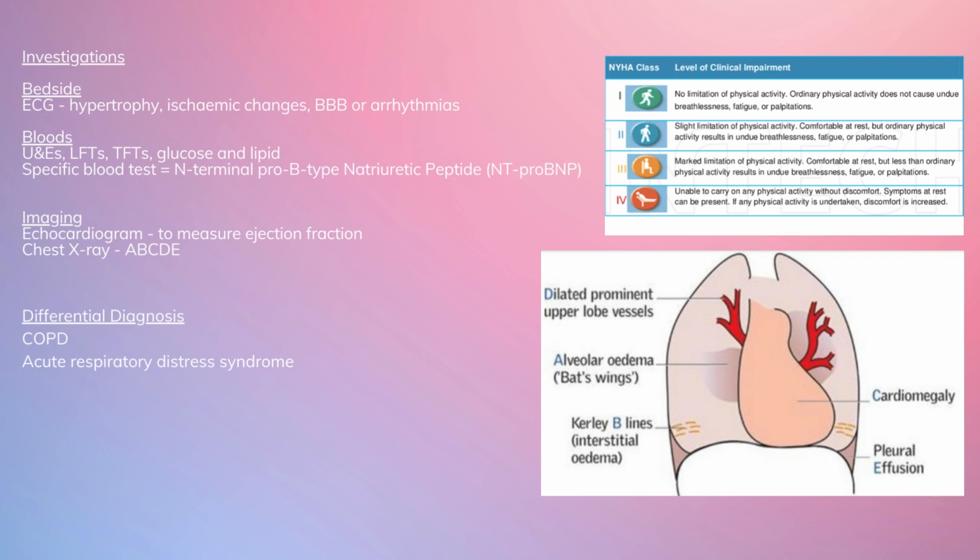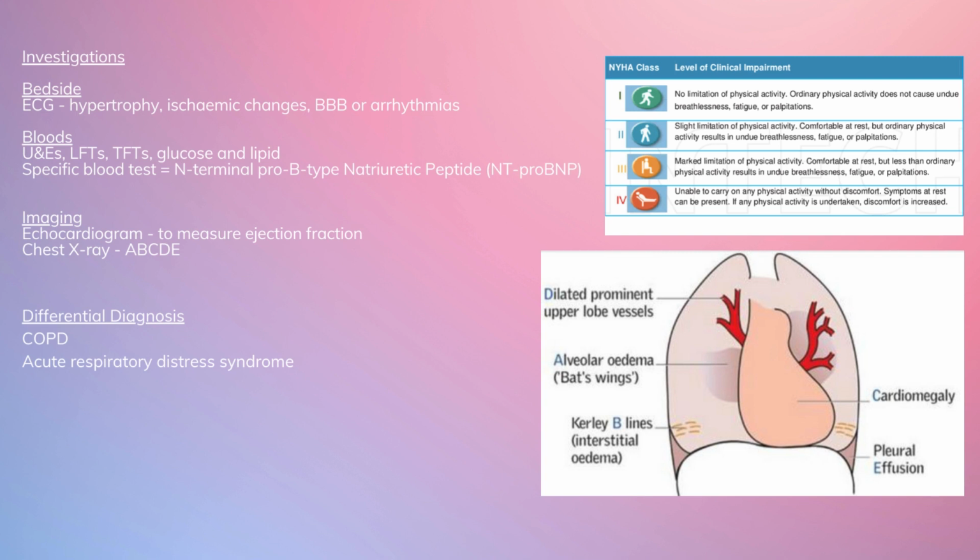B standing for Kerley B lines, which is an interstitial edema. C for cardiomegaly, so the heart being enlarged. This can be due to a buildup of fluid around the heart. D for dilated prominent upper lobe vessels. And E for pleural effusion. There may also be a reduction in the sharpness of the costophrenic angles at the diaphragm. And these kinds of findings on a chest x-ray using the mnemonic ABCDE can indicate heart failure.